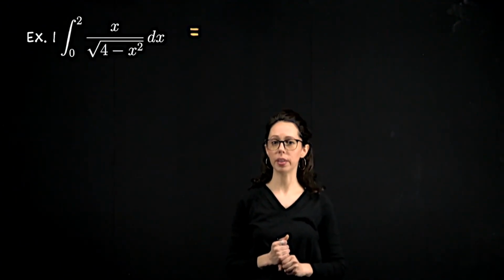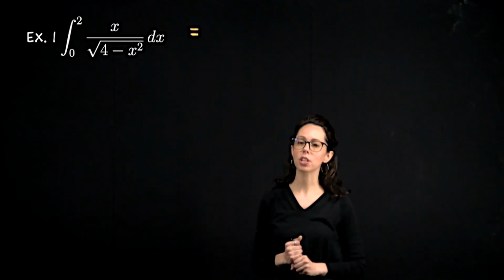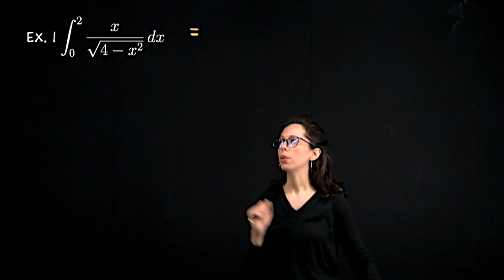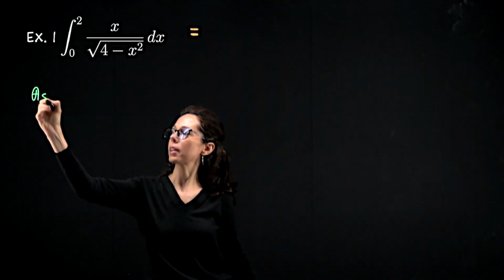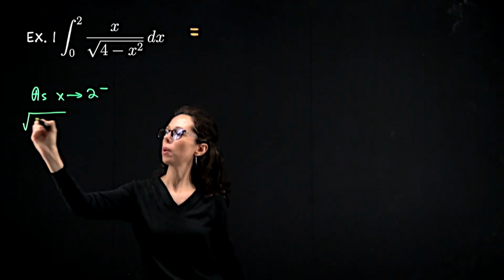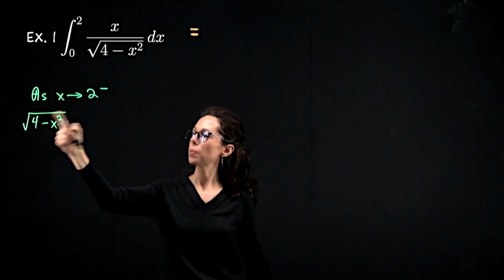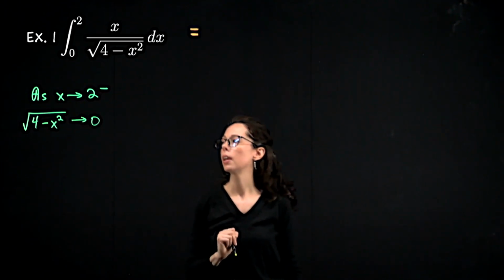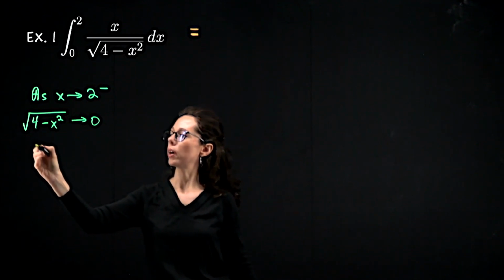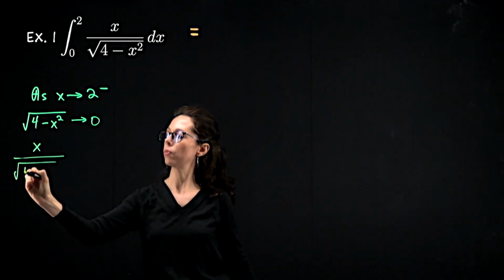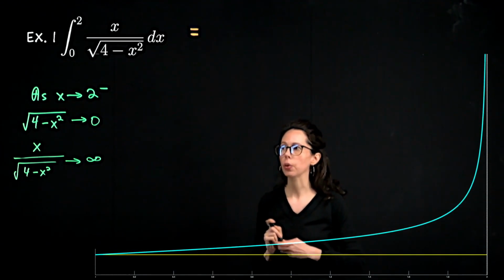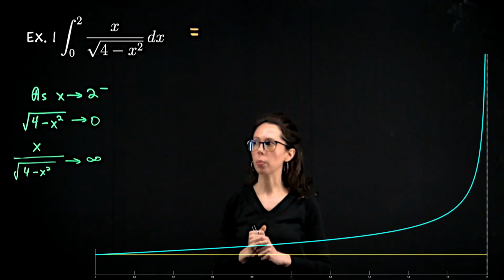Let's see if we can compute the integral from 0 to 2 of the function y equals x over the square root of 4 minus x squared. Notice here that as x approaches 2 from the left, the square root of 4 minus x squared is approaching 0, because this is going to look like the square root of 4 minus 4. So therefore, x over the square root of 4 minus x squared is approaching positive infinity.